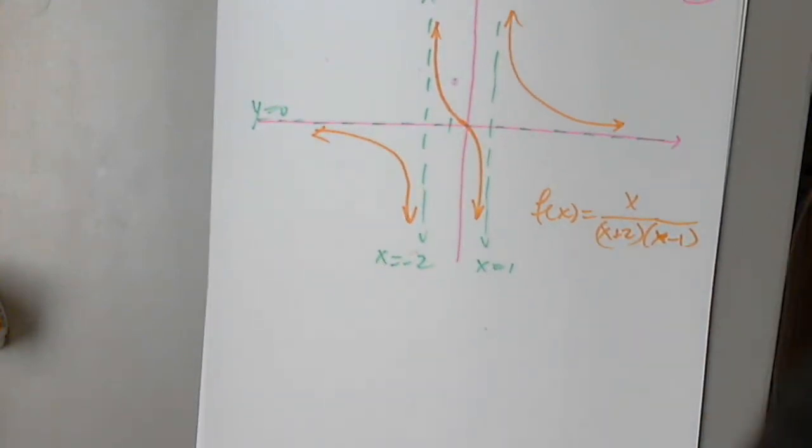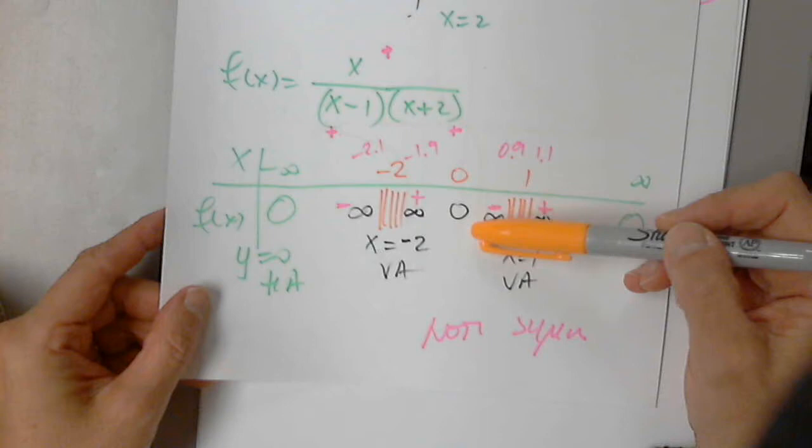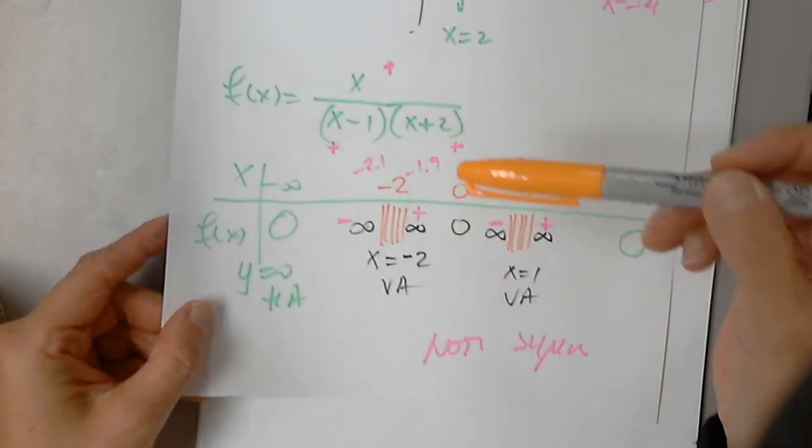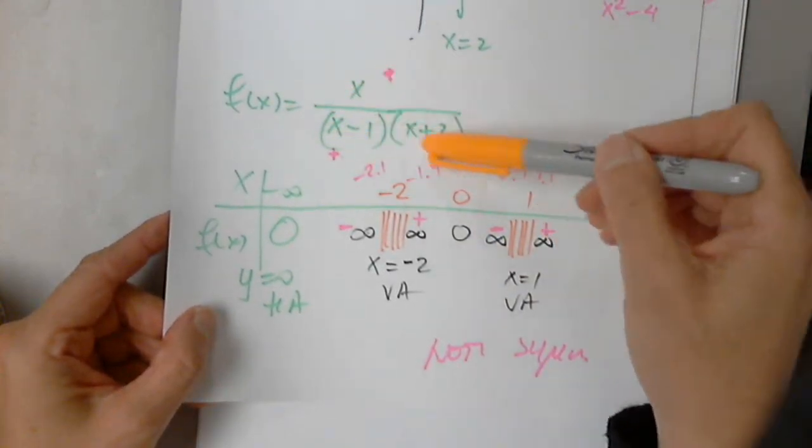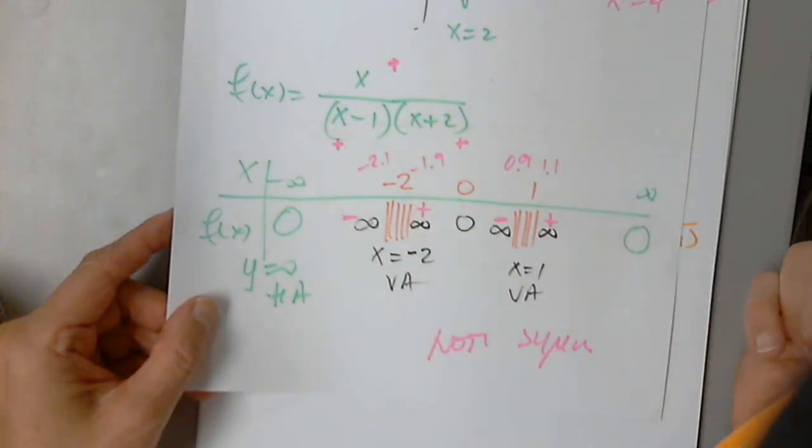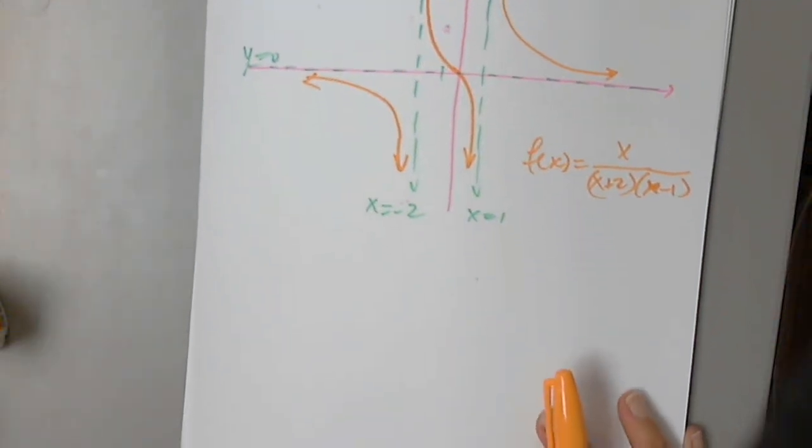You can find as many points as you want. The shape will not change. It will still be the same. Any questions? Where did you find the point? When x is 0, y is 0. 0 over negative 2 is 0. Better? It's the x and the y-intercept, the origin.